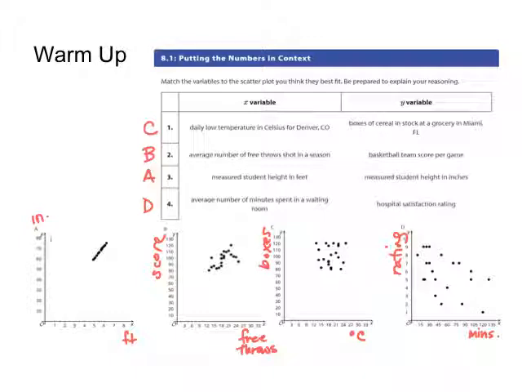And that leaves our last one, D, which is the fourth set of variables. And this is your average number of minutes spent in a waiting room and the hospital satisfaction rating. Ideally, your rating goes down the longer you have to wait. Or you could say, the longer you have to wait, the less satisfied you would be with the hospital. And you can see this is a decreasing relationship.